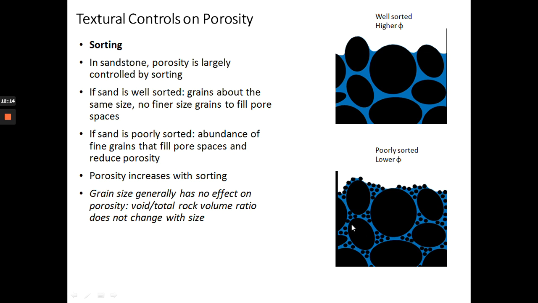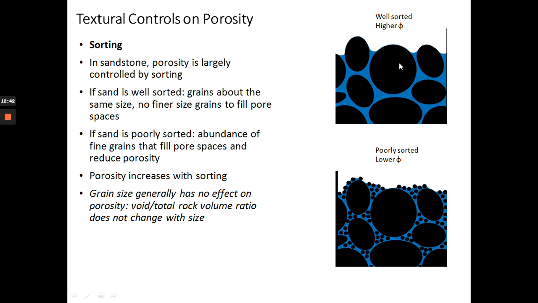So the general rule is this: porosity generally increases with sorting. Better sorting, higher porosity. Poorer sorting, lower porosity. Okay, so sorting is important in controlling porosity. But what about grain size? Does grain size affect porosity? Generally, no.